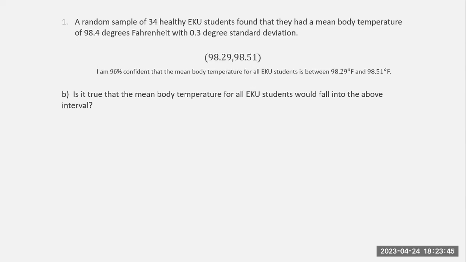My question there: is it true that the mean body temperature for all EKU students would fall into the above interval? So I found a confidence interval based on a sample, and when I use a confidence interval, I'm saying something about the population. I'm making an inference. I'm saying I'm confident that the true value is in that interval. Now, in your head, try to answer yes or no, and why. And then outside of your head, maybe say it. Do we think yes or no?